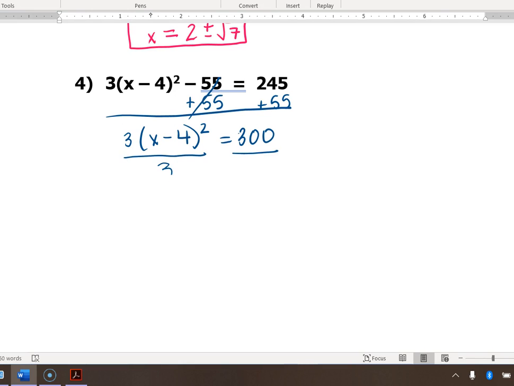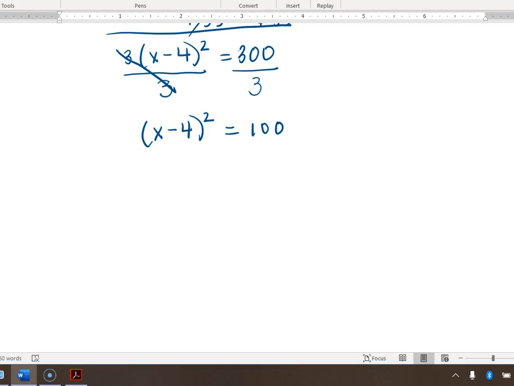Okay, I'm getting closer to getting my expression isolated. I will divide both sides now by 3. The 3's on the left will cancel. I have the quantity of x minus 4 squared. That's going to be equal to 100. So now that I have this isolated, my next step is going to be to take the square root of both sides. So I will do that, so I can try to get x finally by itself.